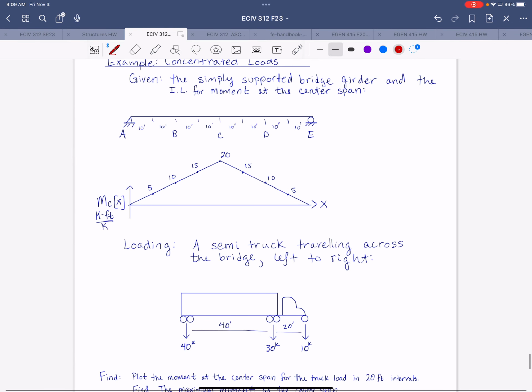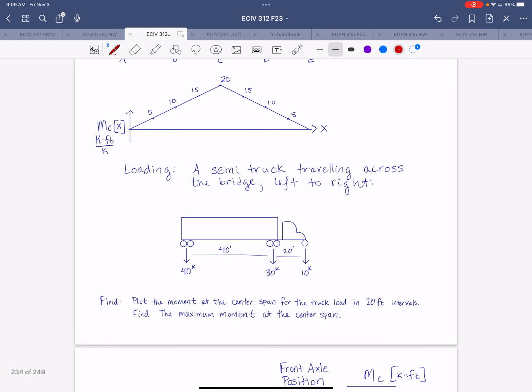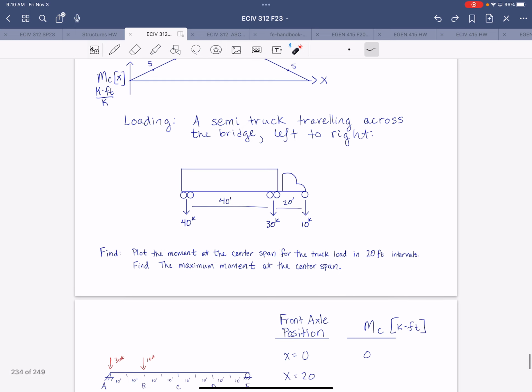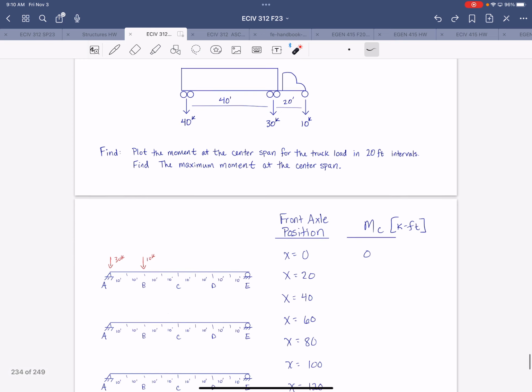So the loading that we're going to consider for this bridge girder, which is 80 feet long, is a semi-truck that's traveling across the bridge left to right. The loading associated with that truck is shown here based on the position of the wheel axles. And we're going to plot the moment at the center span for the truck load in 20-foot intervals. This means as the truck moves in 20 feet intervals along the length of the beam, how does the moment at C change? And then we'll use that information to identify the maximum moment at the center span.